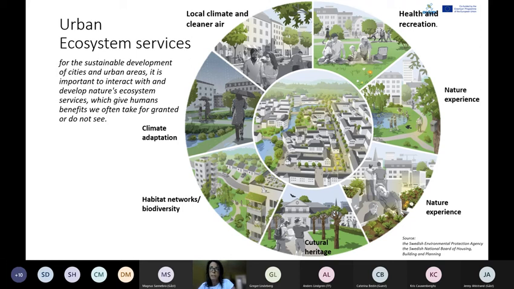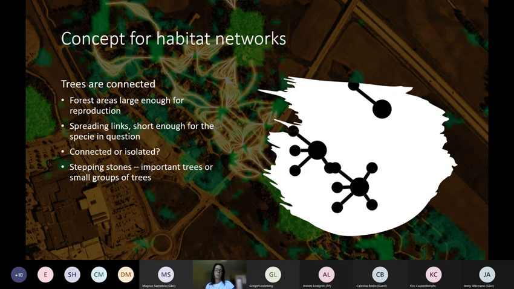Health and recreation, of course, that people have somewhere to go, to move, to exercise and to meet, and just to see the beauty of nature. And we have cultural heritage, etc. And also becoming more and more popular, the urban cultivation, which is a part of the urban green infrastructure as well. So coming to the green infrastructure again, the concept for habitat networks, as I mentioned before, is that now we're talking about trees because it's quite an easy way of describing and talking about the habitat networks.